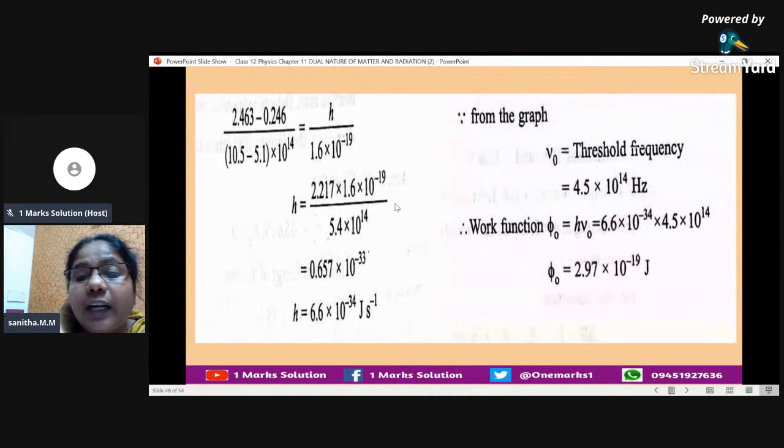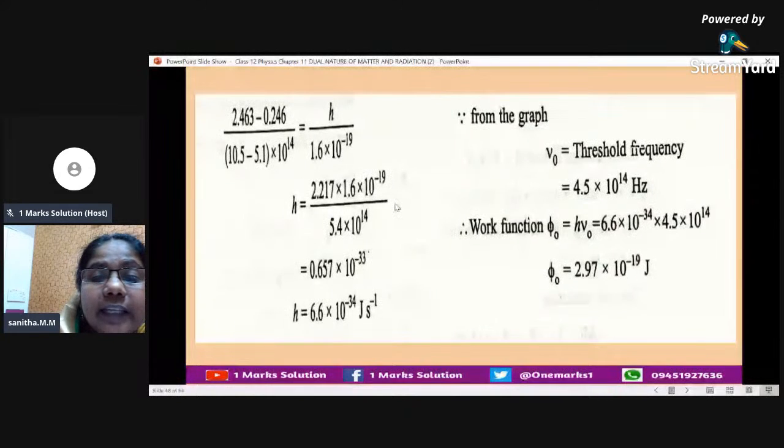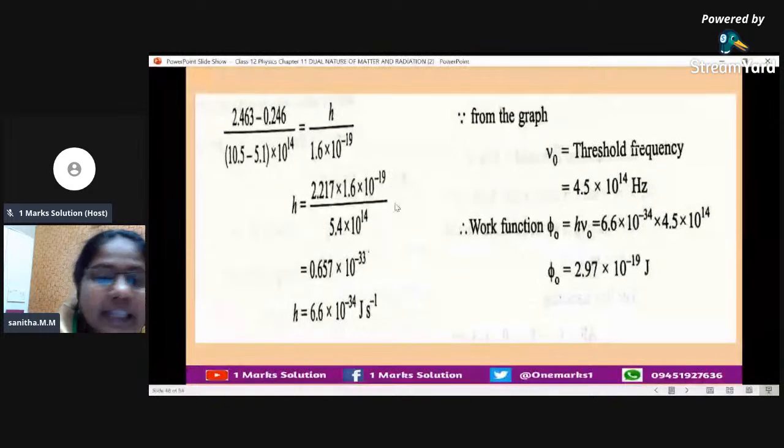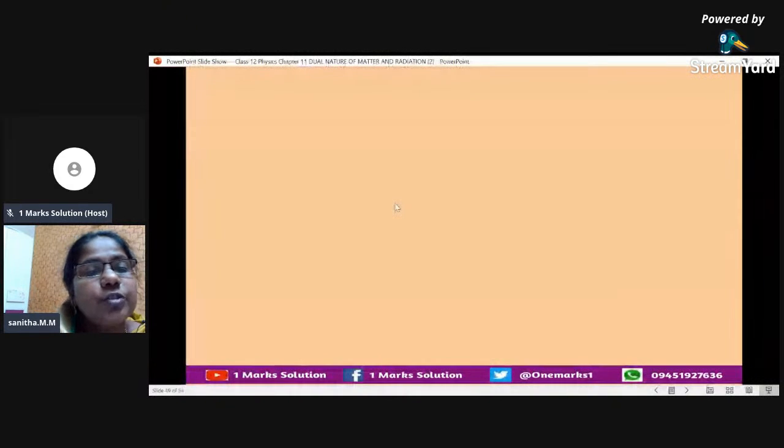And from the graph, you are getting other things also. What are the other things? Threshold frequency, the work function. Threshold frequency, the minimum frequency, you will get it. If you multiply by h, you will get the work function. That is the case-based questions or paragraph-based questions.